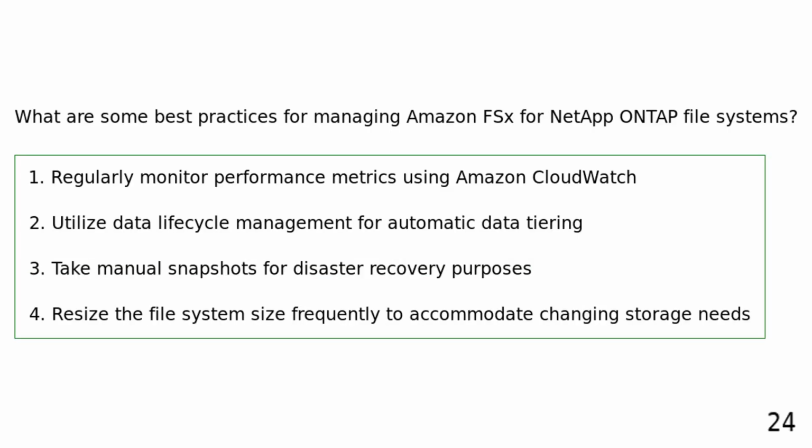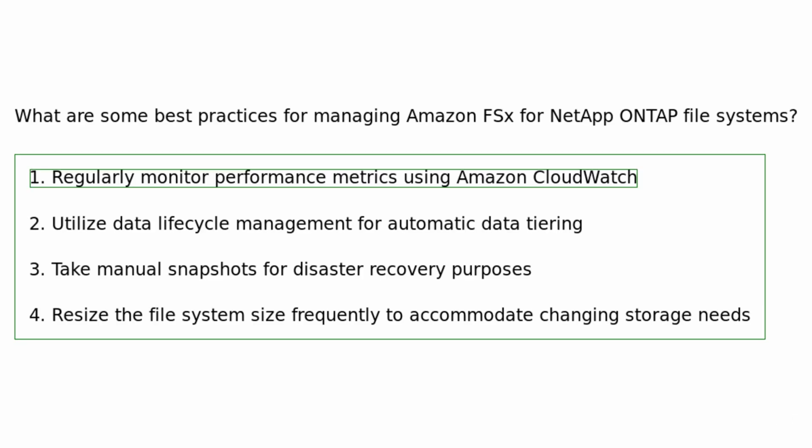What are some best practices for managing Amazon FSx for NetApp ONTAP file systems? Regularly monitor performance metrics using Amazon CloudWatch. Utilize data lifecycle management for automatic data tiering. Take manual snapshots for disaster recovery purposes. Resize the file system size frequently to accommodate changing storage needs. Best practices for managing Amazon FSx for NetApp ONTAP include monitoring performance with CloudWatch, leveraging data lifecycle management for storage optimization, and utilizing AWS Backup for automated snapshots instead of manual processes.